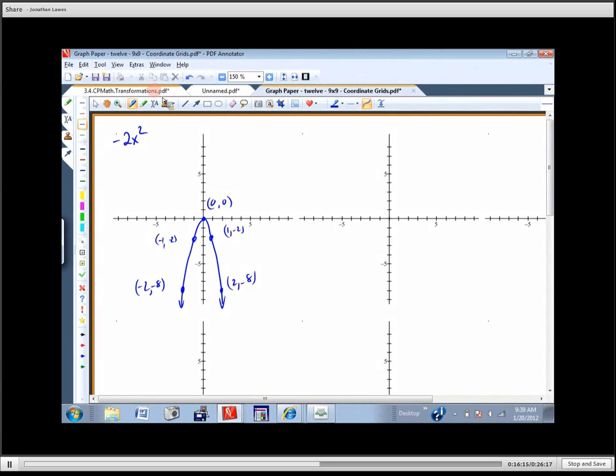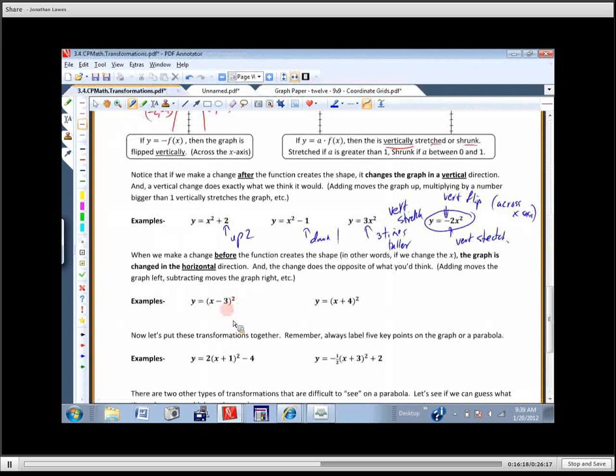Okay, all right, let's take a look at these guys right here. What does this do? Right 3. What does that do? Left 4. Okay, now what I want you to notice is this. X squared is all by itself. X squared, then we add 2. X squared, then we subtract 1. X squared, then we times it by 3. X squared, then we times it by negative 2. All of these are done after the squaring, after it makes the shape. So we make the shape and then we do something to it. We slide it up or down, we stretch it or shrink it. Okay? All of these are vertical change if you change it after it makes the shape.